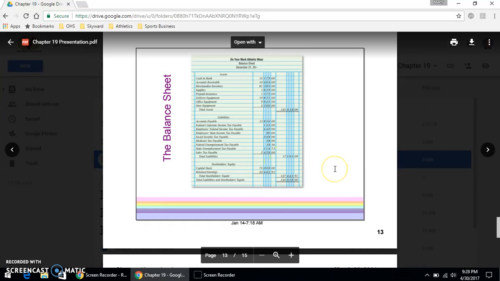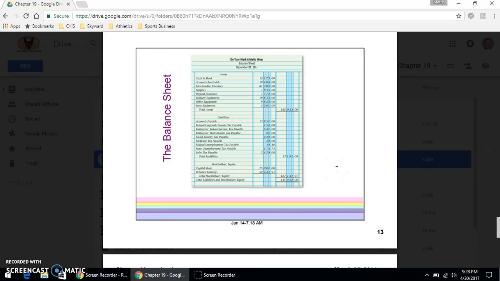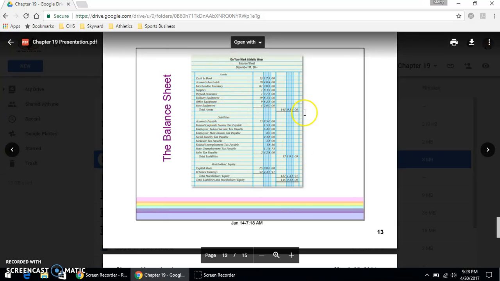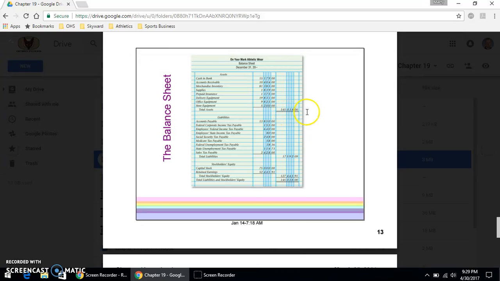Now, the balance sheet. If you remember, the balance sheet is the analysis of all of our assets, our liabilities, and our stockholders' equity. So we label the three sections. We have the asset section listing all of our assets and the total. Double rule, because now we are proving the accounting equation. Assets has to equal liabilities plus stockholders' equity.